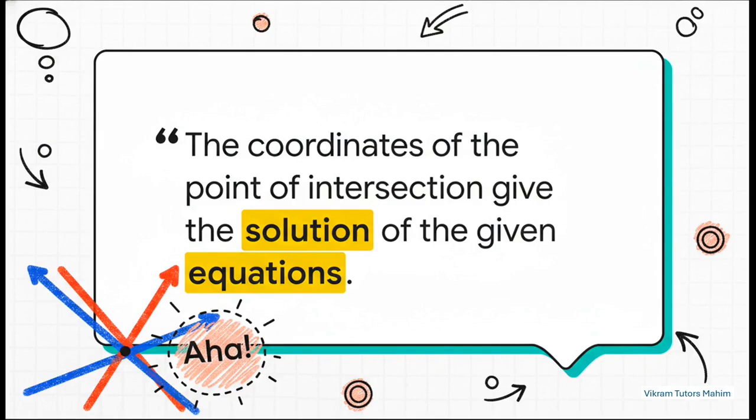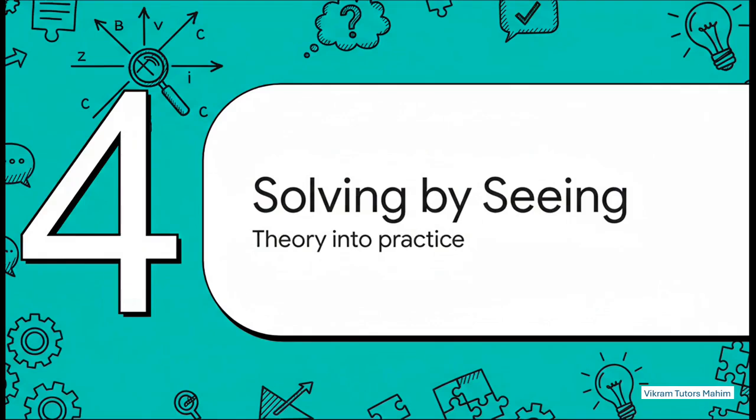The answer is just so beautifully simple. As the source material tells us, the solution is just the coordinates of the point of intersection. That's it. The answer isn't some crazy, complicated calculation. It's just the one place where the two paths cross. All right, enough theory. Let's get our hands dirty and actually put this into practice. Let's solve a problem just by seeing the answer.